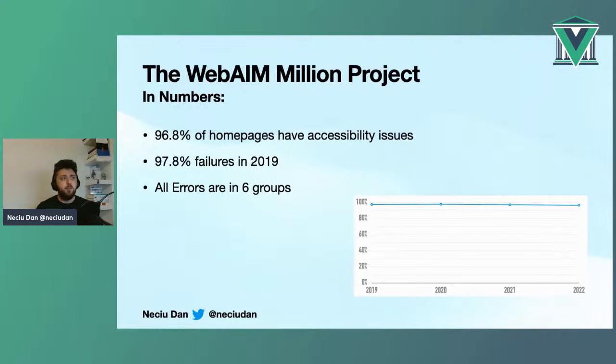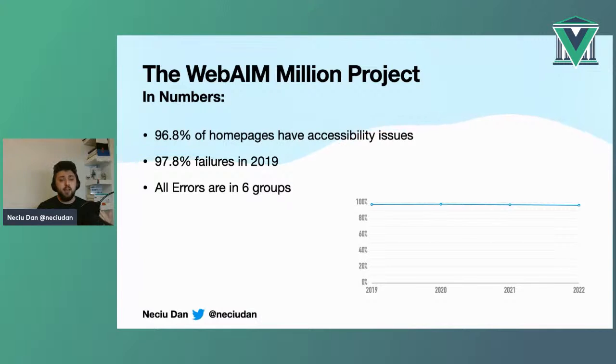The WebAIM Million project, for the past 4 years, has run an accessibility test on the top 1 million websites in the world. The Million homepage list combines the top homepages and domains from all sorts of categories, and it already excludes homepages that return errors, 404s, or pages with fewer than 10 HTML elements. And the result is that 96.8%, that's almost 100% of homepages, have accessibility issues.